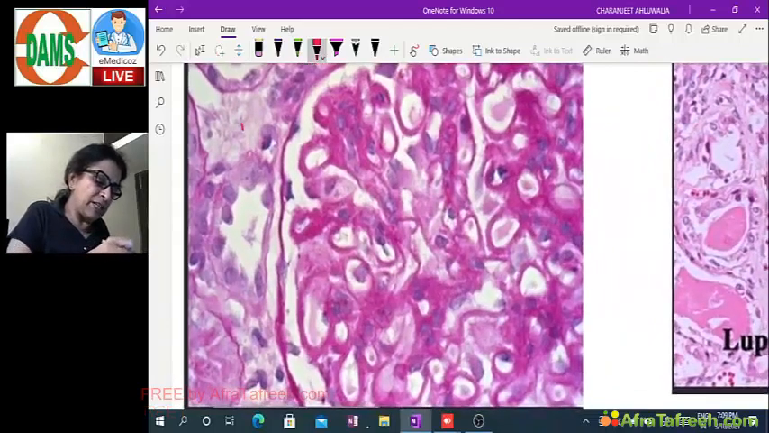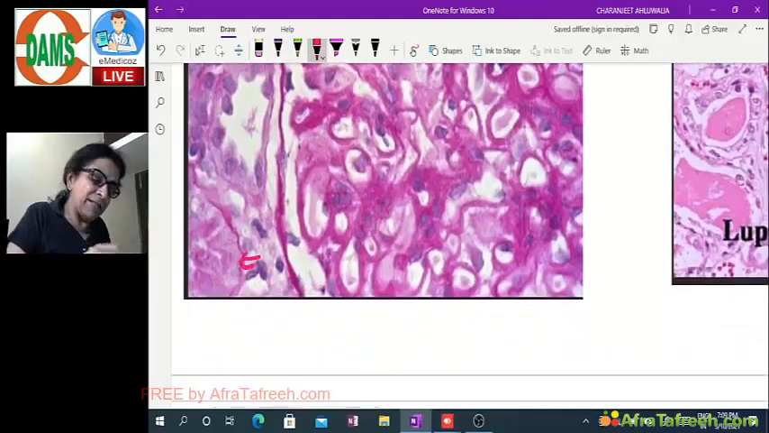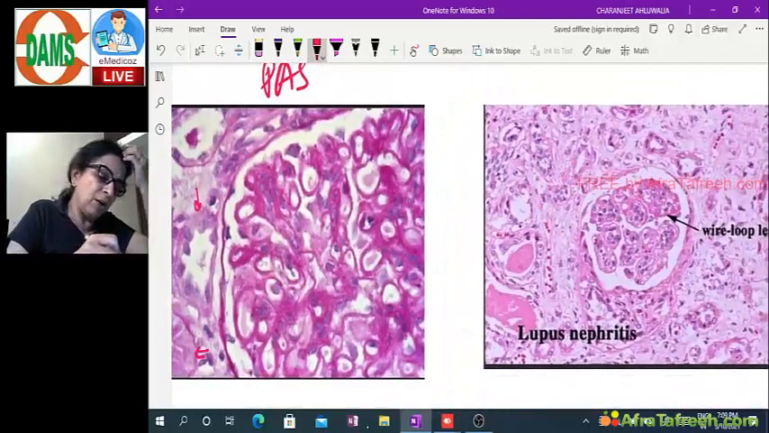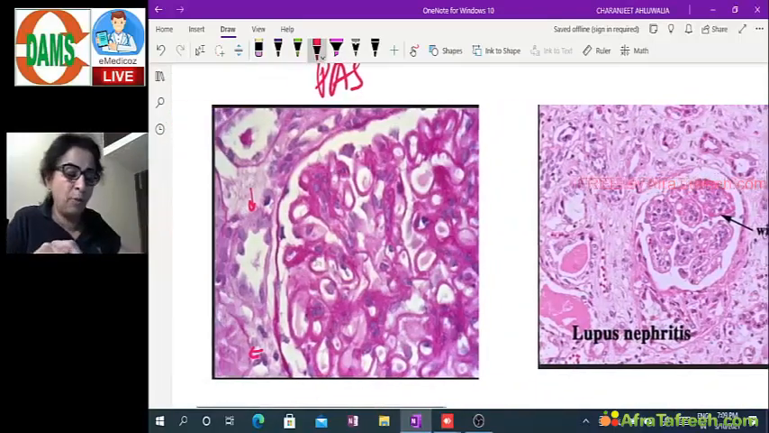Look at the tubules. These are tubules here. Look at the tubular basement membrane. This is fine pink in color. These are tubular basement membranes. But look at this glomerular basement membrane here. They are all dark pink loops, wire loops. This is the wire loop picture.